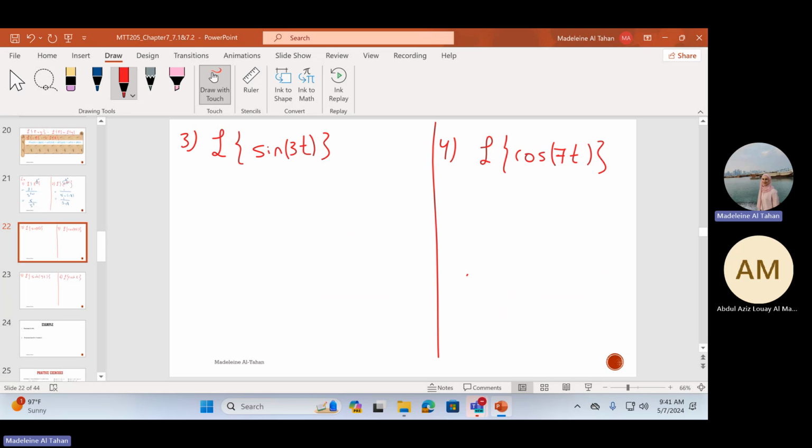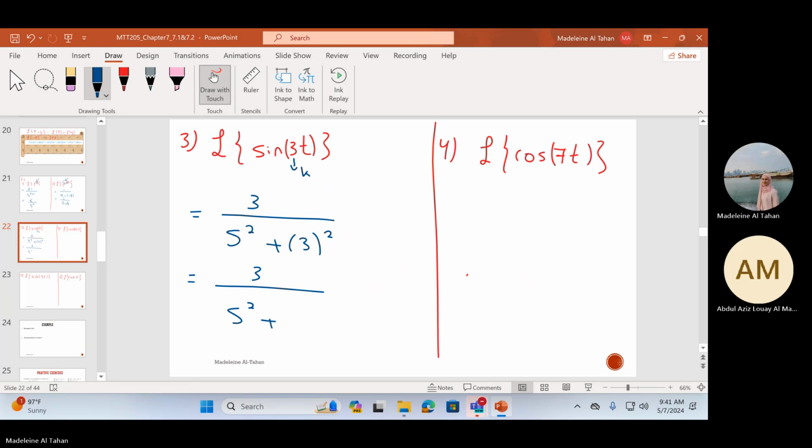One, it reminds us of what, miss. What's K here? So it is K over S square plus K square. So we will get 3 over S square plus 9.